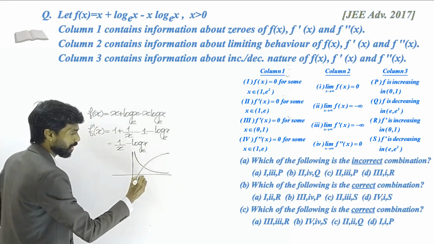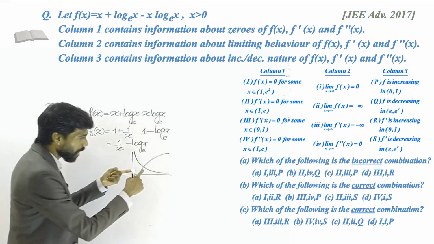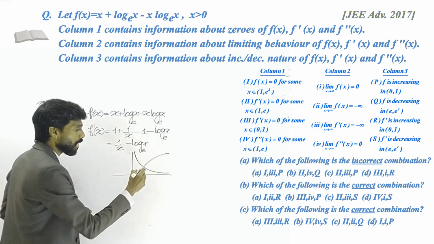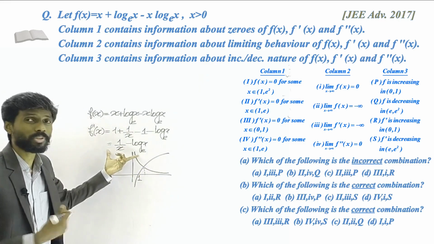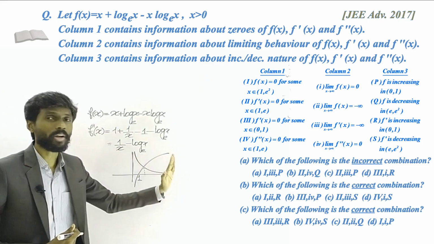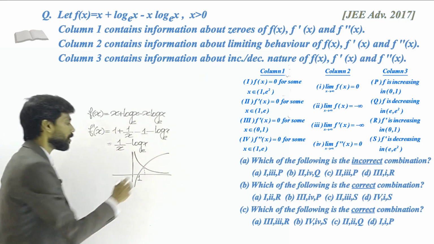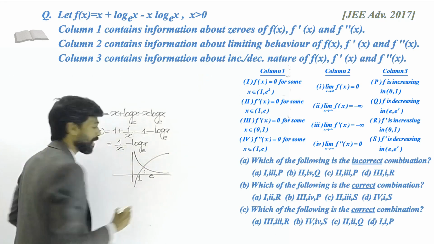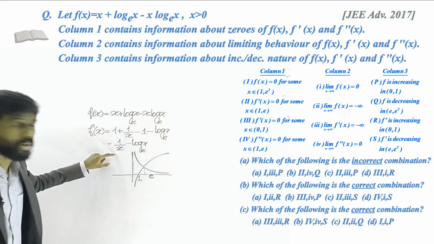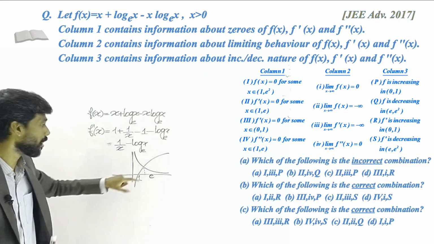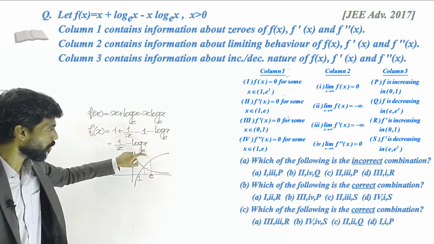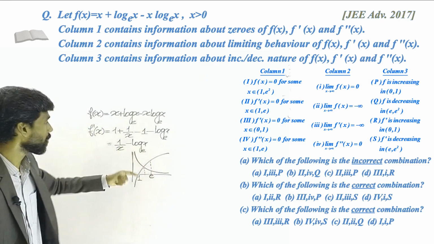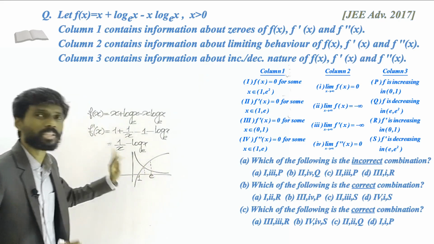Now at 1, log x intersects the x-axis. At some point, these two curves intersect. Up to that point, 1/x is greater than log x, so f'(x) is positive up to that point, and after that point it becomes negative. This point is less than e, because at e, 1/e is smaller than log e, which is 1. So at e, 1/x is less than log x, which means f'(x) becomes negative. We'll use it later when required.